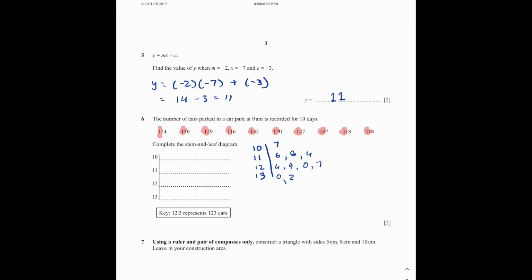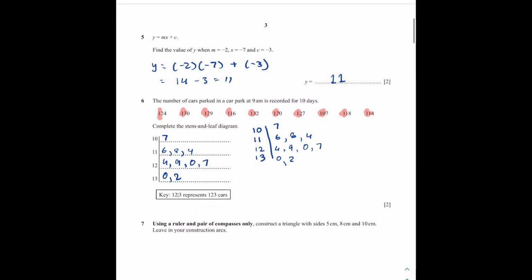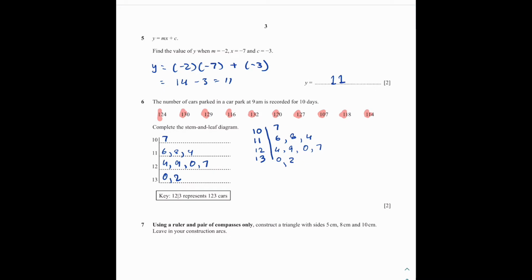So just plugging back everything right here: 6, 8, 4, 4, 9, 0, 7, and 0, 2. Okay, not that bad. Pretty easy. Marking scheme says 8 or 9 correct is 1 point, or 10 correct but not the right order. Oh, okay. Make sure these are in order.